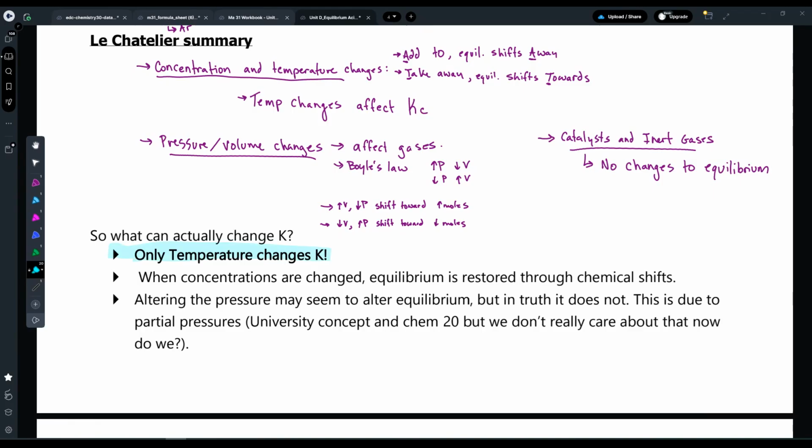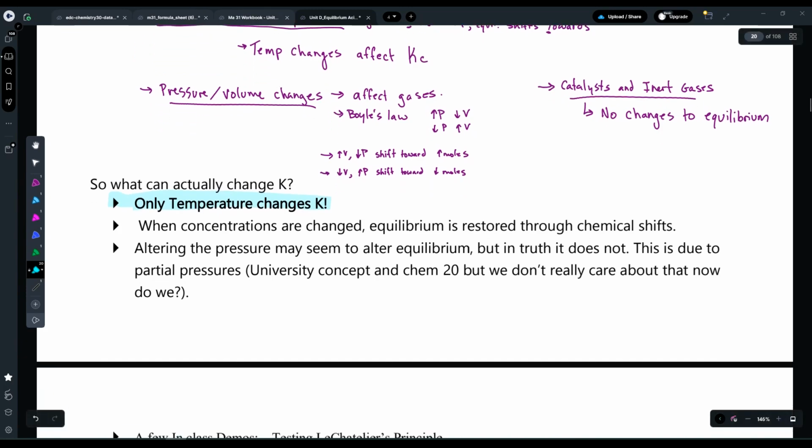When concentrations are changed, equilibrium is restored through chemical shifts. So that's when your equilibrium shifts to the left or to the right. Okay, another way to say that is your equilibrium shifts to the reactant or the product side.